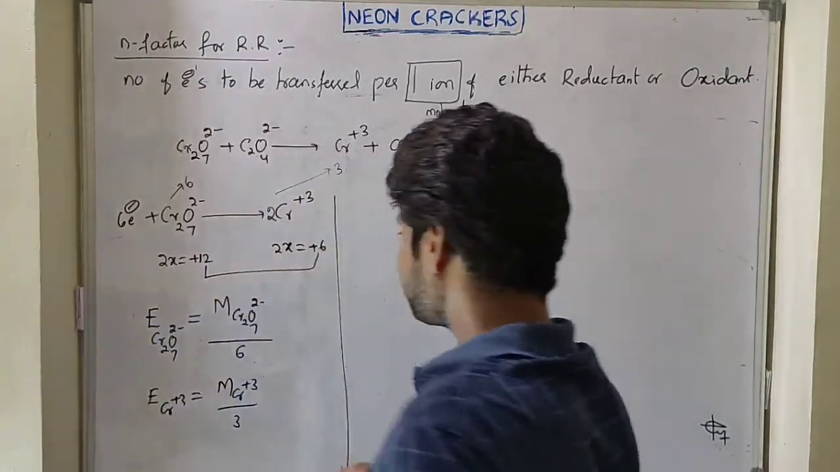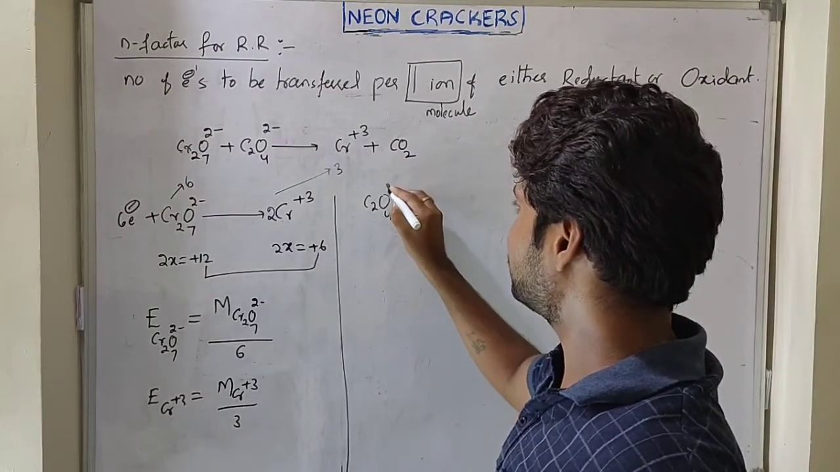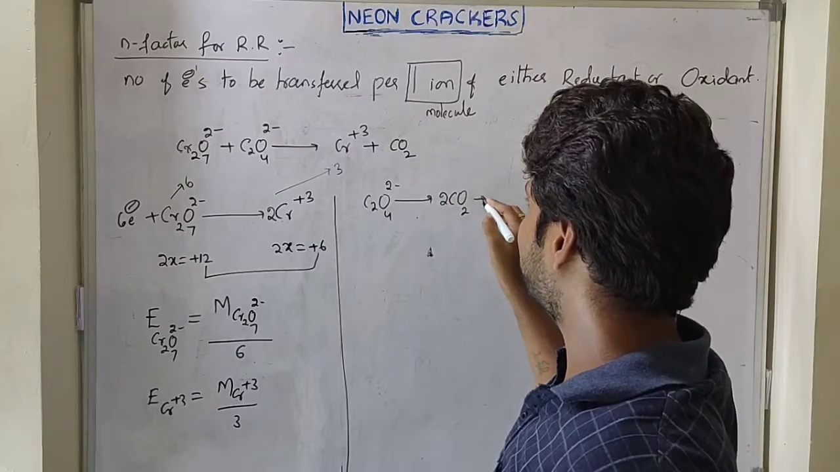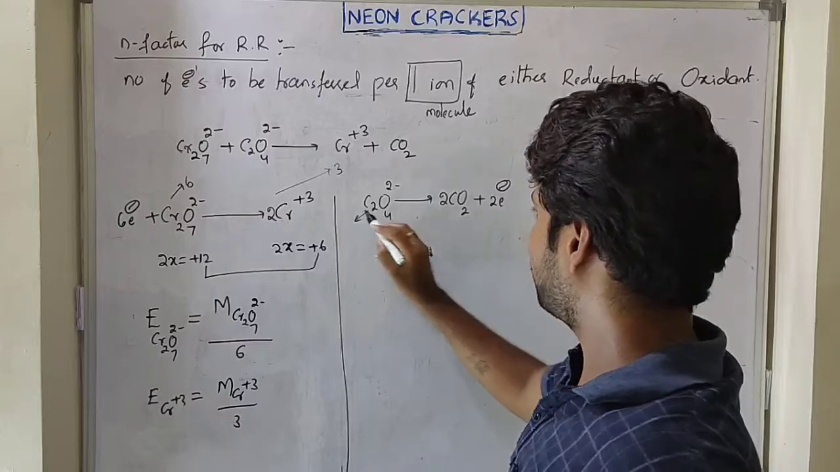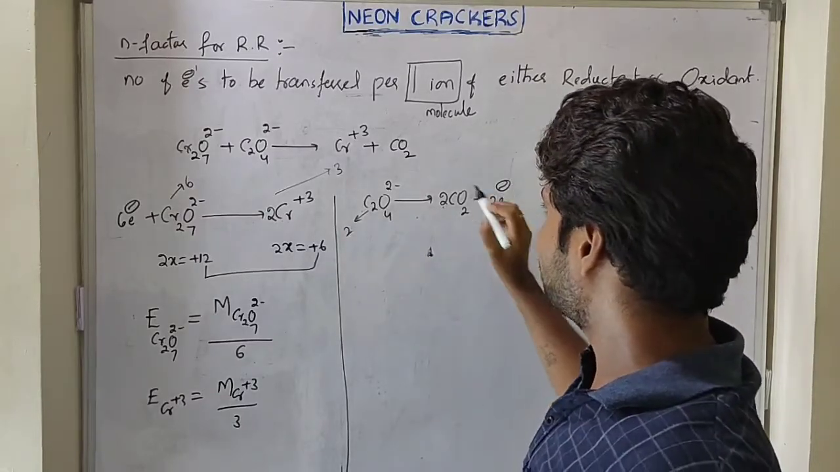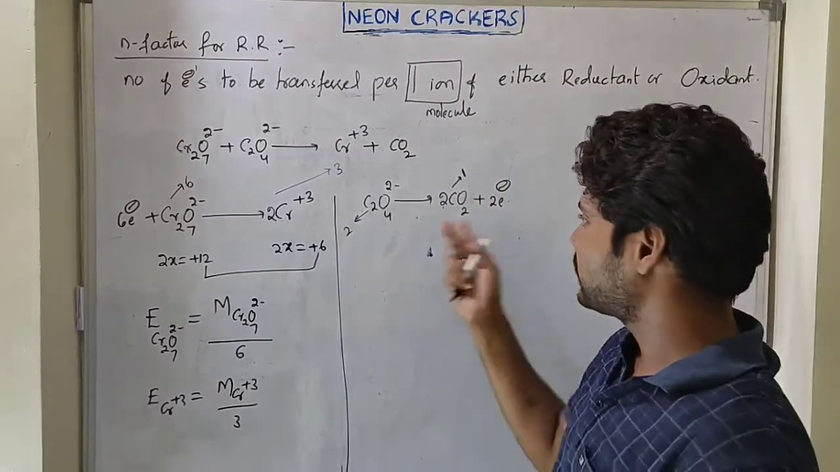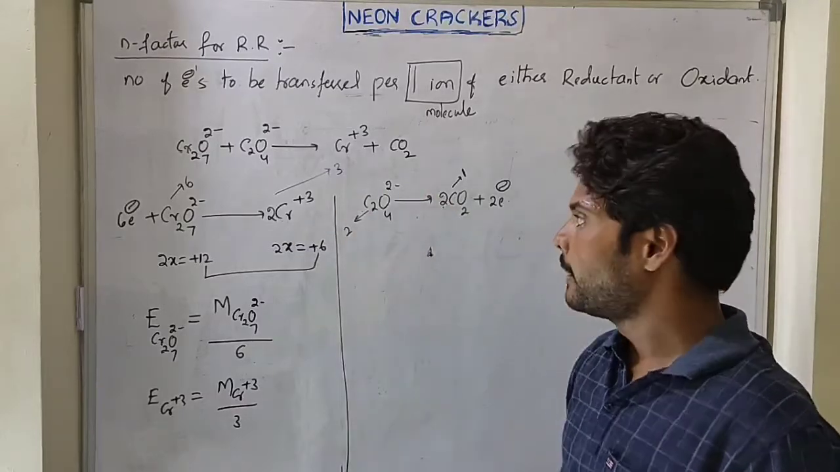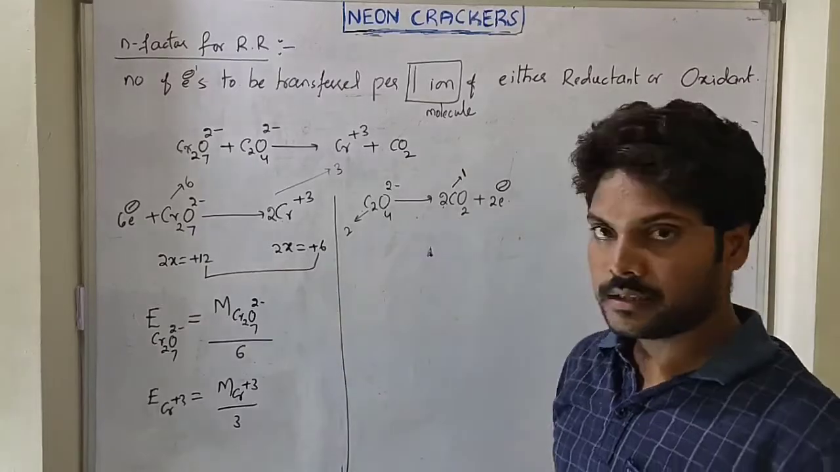First half cell. The second half cell is the same as the previous reaction. Oxalate 2 minus gives 2 carbon dioxide plus 2 electrons. So here what is the N factor? Per 1 mole, 2 electrons, and 2 molecules, 2 electrons, then 1 molecule, 1 electron is the N factor. We found this already in the previous redox reaction. So like this we have to find individual elements, right?